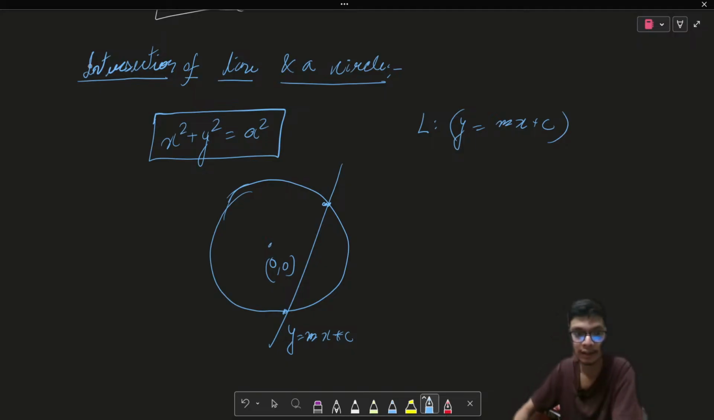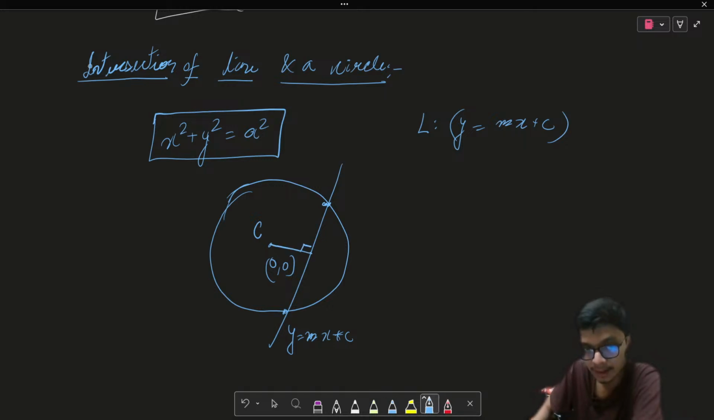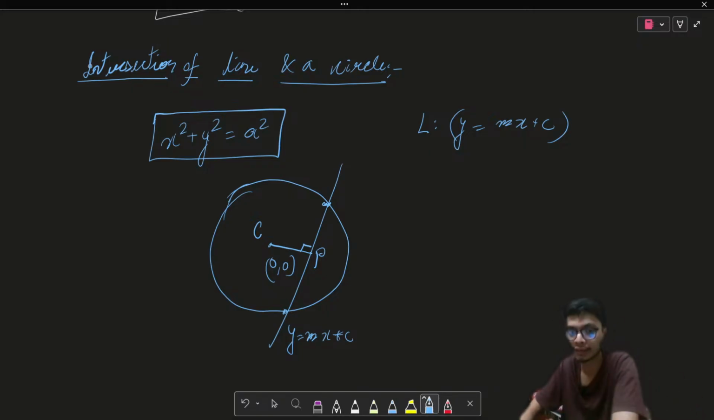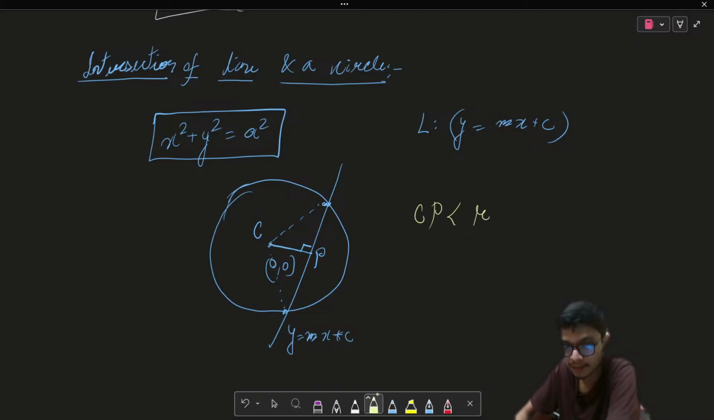Again, the simple concept is that we consider this line and the center as C. I am going to find the perpendicular distance. Let us call this point P, the midpoint of the chord, because whenever I draw a perpendicular from the center to a given line, it is definitely going to bisect the chord. This is one of the important properties which you have all learnt in your junior classes. Depending upon whether CP is less than R, equal to R, or greater than R, I can tell.